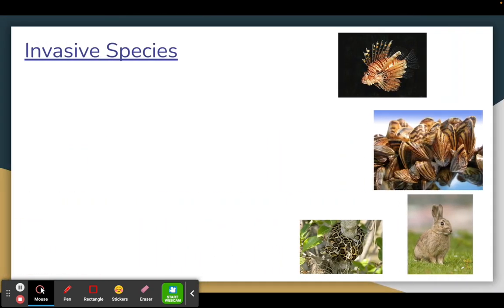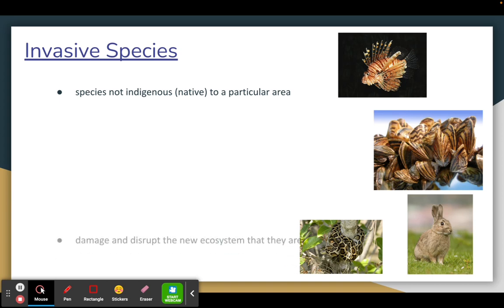This section on our 4.6 is going to be focusing on invasive species. And actually the animals depicted to the right are all considered to be invasive species. So what is an invasive species? It is a species specifically that's not indigenous or native to a particular area.